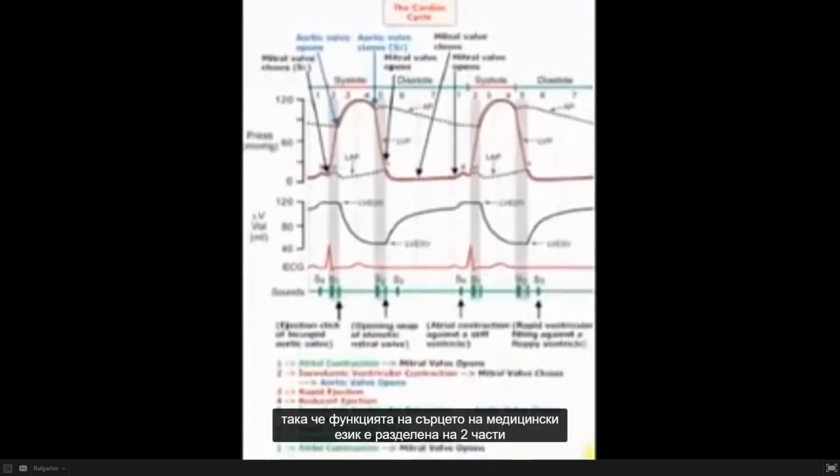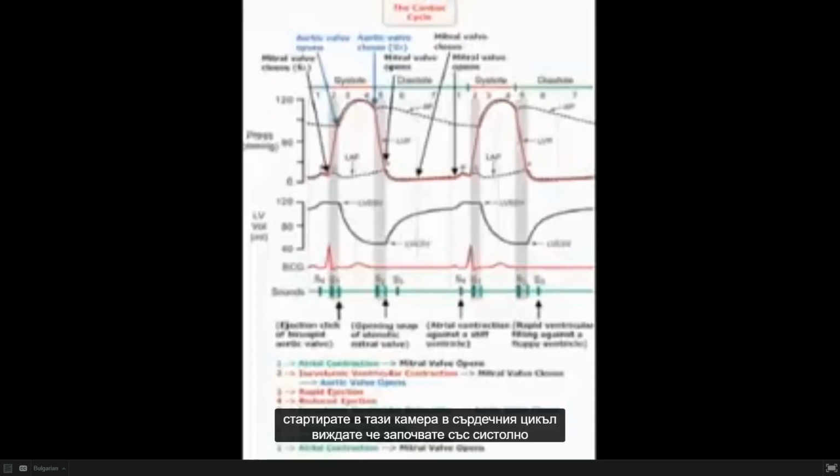So the function of the heart in medical language is separated into two parts: systolic and diastolic. Systolic is when you have contraction, diastolic is when we have relaxation. But actually your heart is not relaxed in one go, all 4 chambers, like I told you. It's relaxed one by one because of function.